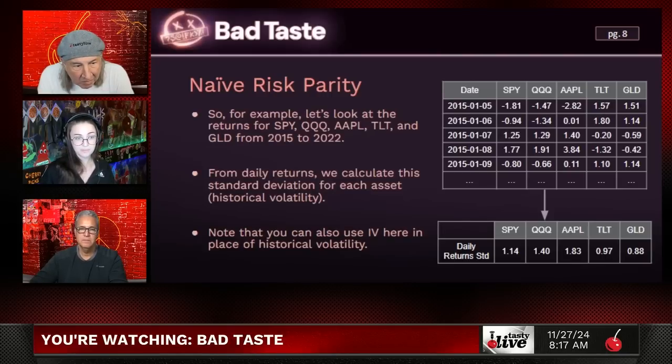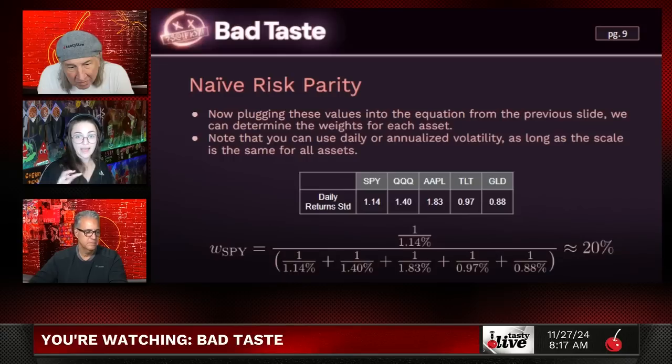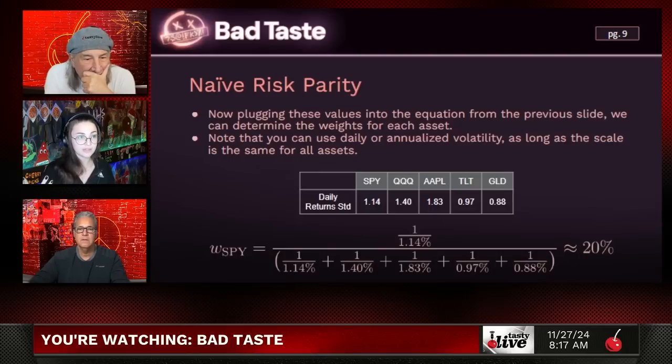Once we have that, we plug those into the equation. For SPY, you would take 1 over the volatility for SPY, 1 over 1.14, and divide it by the sum of 1 over all of the volatilities in the portfolio. So 1 over 1.14 plus 1 over 1.40 for the QQQ plus 1 over 1.83 and so on. You would get about 20% as your risk parity approximation weighting for SPY.